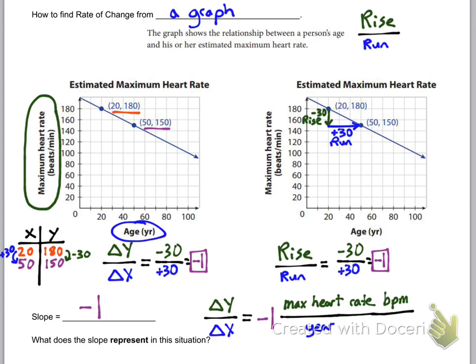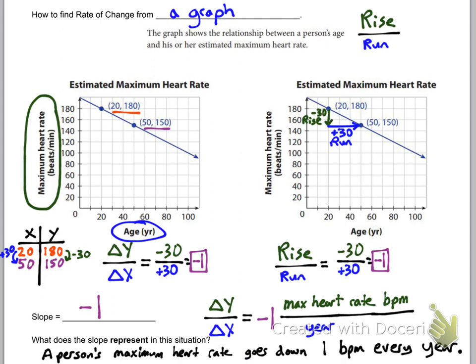Another way to say this, and I want you to put this in a complete sentence, is the -1 means that a person's maximum heart rate goes down 1 beat per minute every year. Notice I have my delta y here, maximum heart rate goes down 1 BPM, and then I use the word every. That's because we're dividing, so you can say each or every or per, down 1 BPM per year. Any of those words is fine. And then the years are the other units. And I say down 1 because it's -1. So a person's maximum heart rate goes down 1 BPM every year.